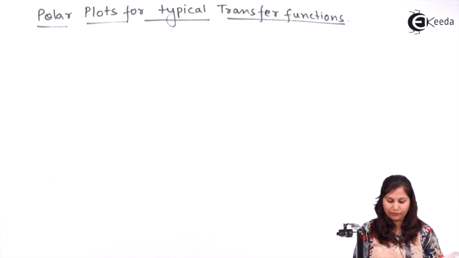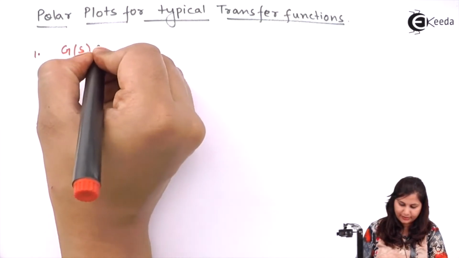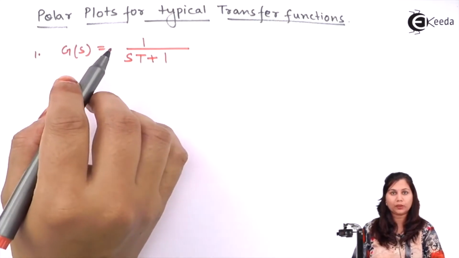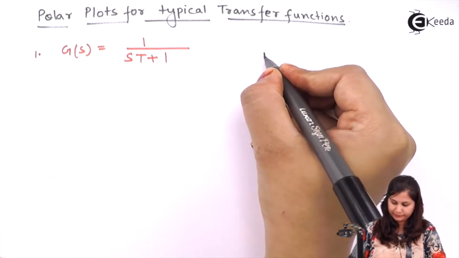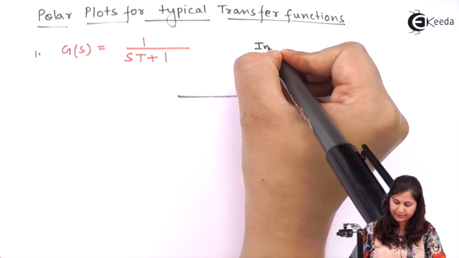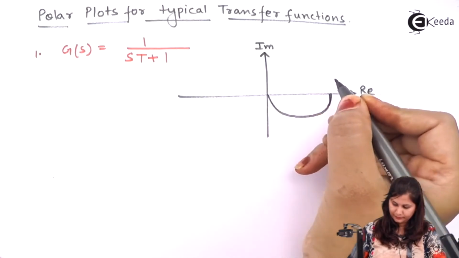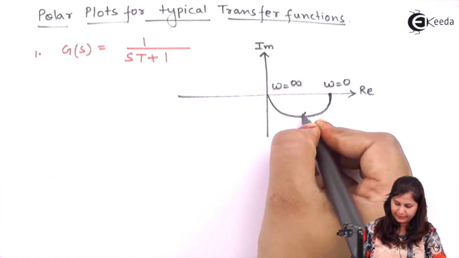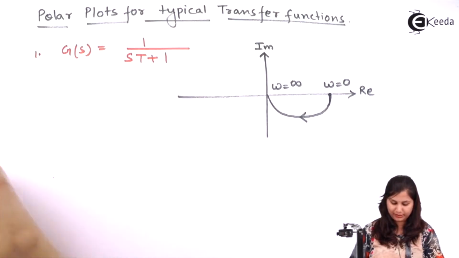Okay. Now first we take the form when the transfer function is in the form 1 upon st plus 1. If the transfer function given to you in the question is of this form, 1 upon st plus 1, then its polar plot will be like this. This is our imaginary axis, this is the real axis. This is omega equals 0 and this is omega equals infinity, and its direction will be like this. So this is the polar plot when the transfer function is in the form 1 upon st plus 1.